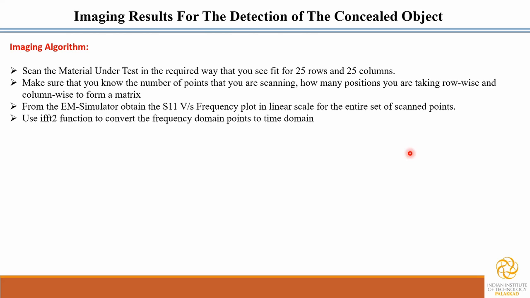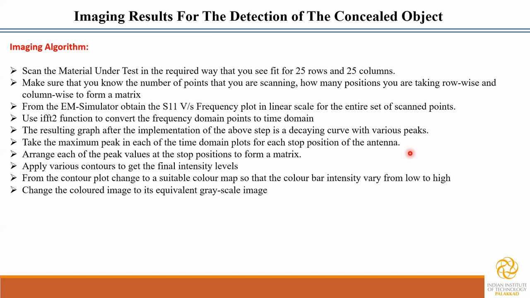After that, you have to go to the EM simulator, CST Studio, in order to get the S11 versus frequency plot in a linear scale for the entire set of the scan points. Then we perform the IFFT function to convert from the frequency domain to the time domain. Then one will see that the resulting graph after the implementation of the above step is a decaying curve with various peaks.